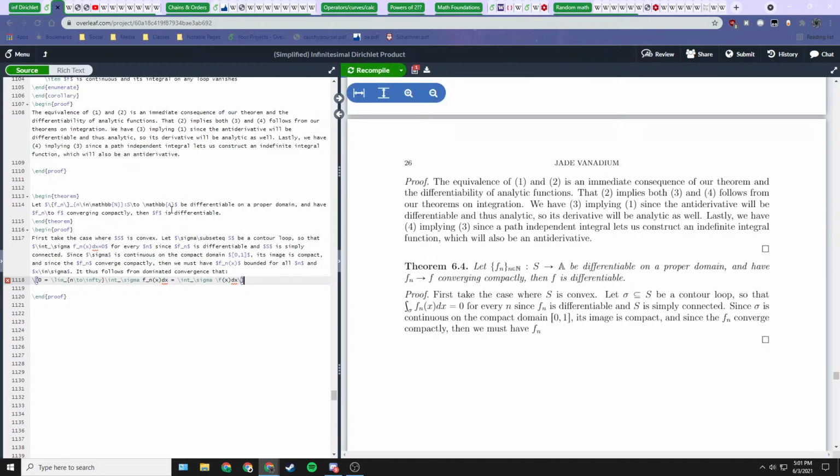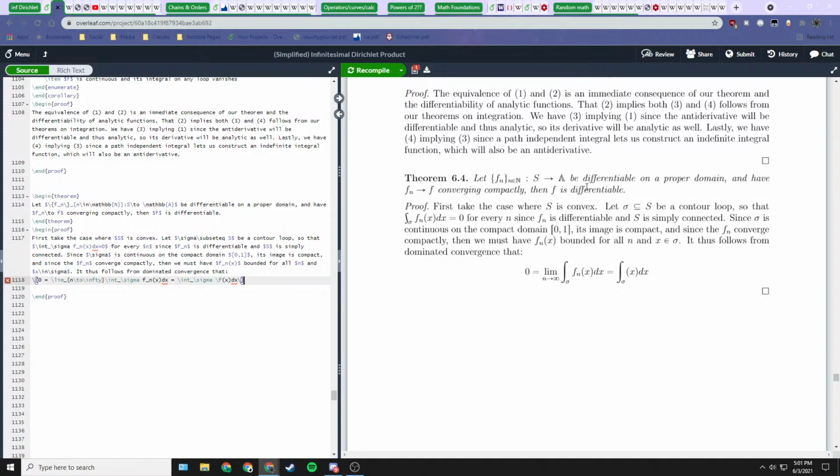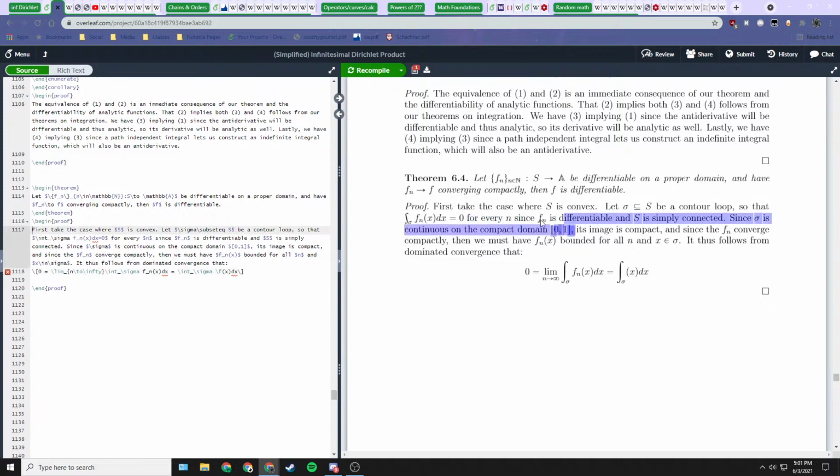Okay, so there we go. So we take the case where S is convex. Find any contour loop in S. The integrals of these f sub n's are 0, since each f_n is differentiable and S is simply connected.